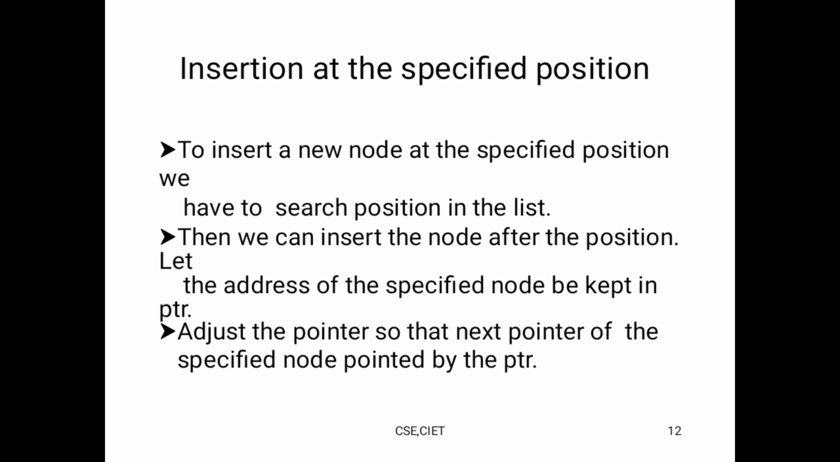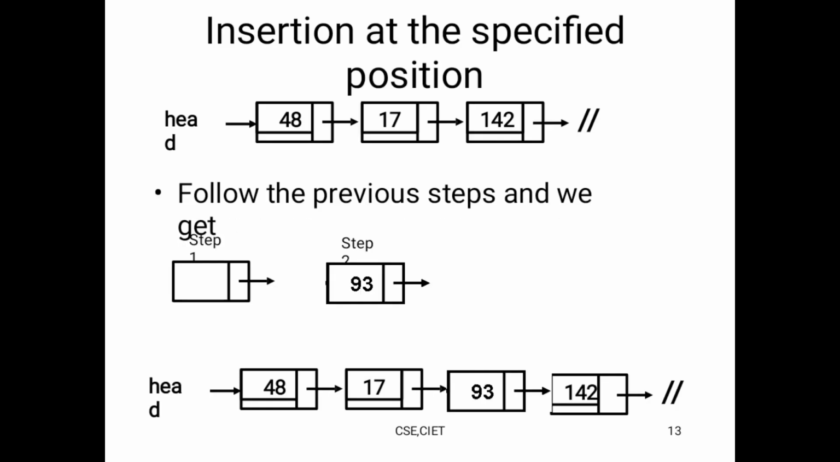So here we can see the diagram representation for this insertion at the specified position. Here I took an example, the same thing, 48, 17 and 142. These are the three elements. 48 is the header. First of all, while I have to insert the element in the specified position, I have to create a node, and I am inserting the element in that particular node. See here, I want to insert that in between the 17 and 142.